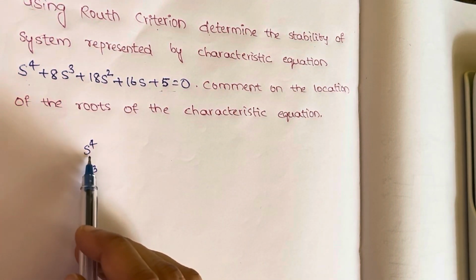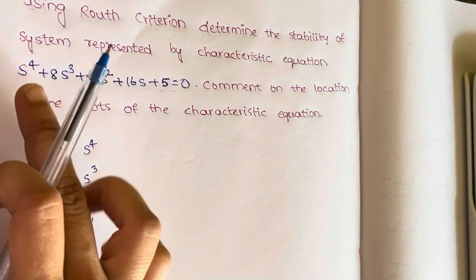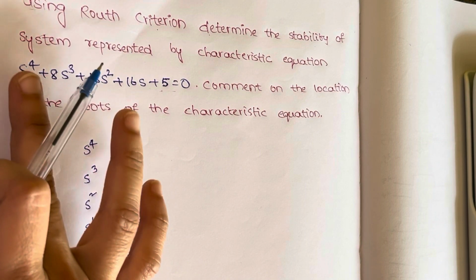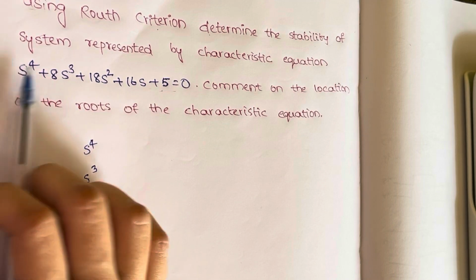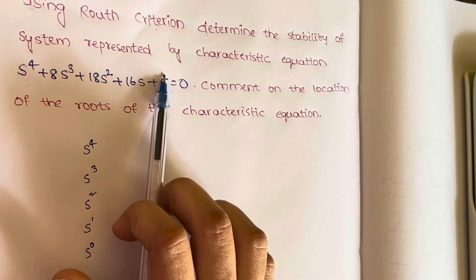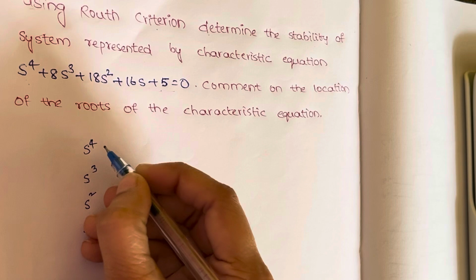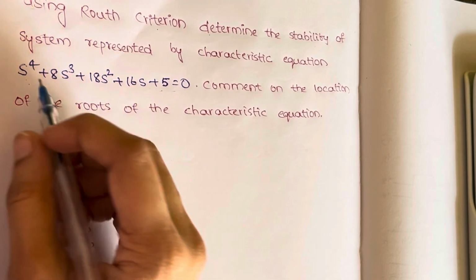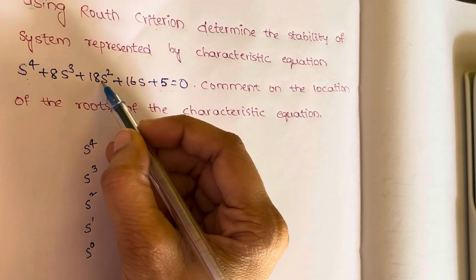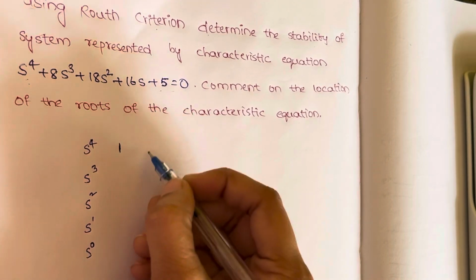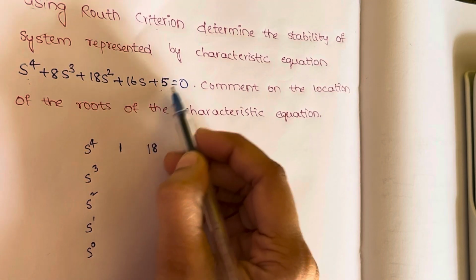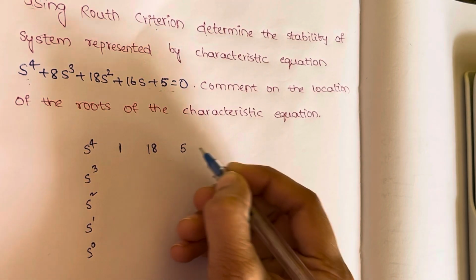Now the first term is s^4. It is even, so you have to consider the even powers, that is s^4, s^2, s^0. Write them in order. First s^4, whose coefficient is 1. The second is 18. For s^0 the coefficient is 5.